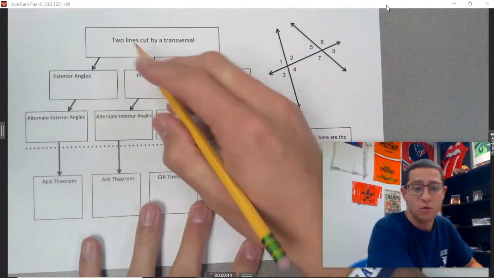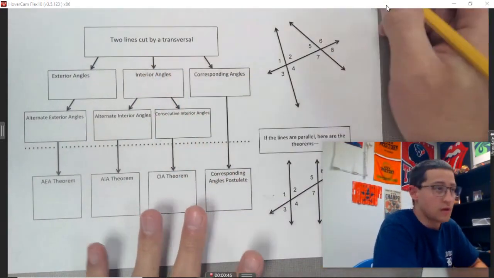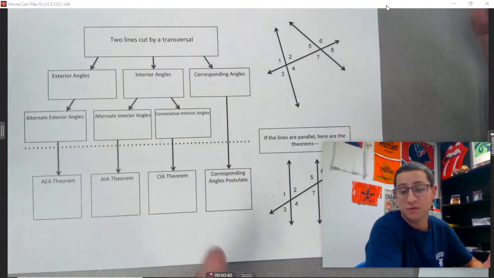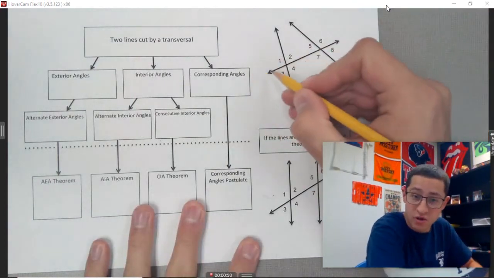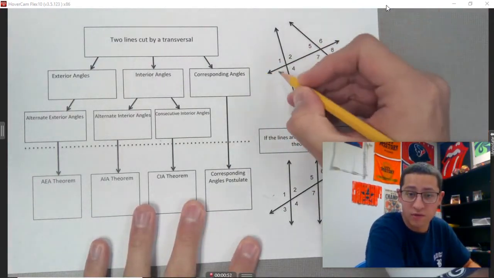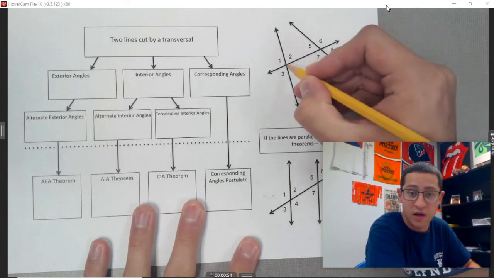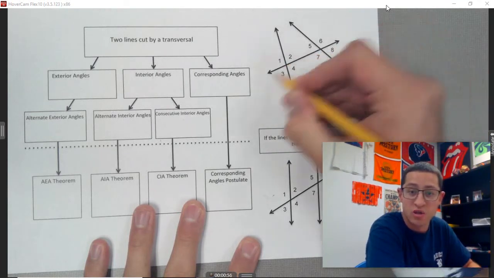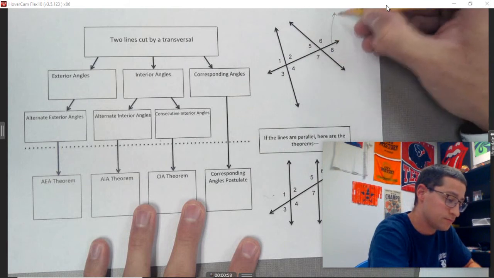Okay, so two lines are cut by a transversal. That's just any time we have two lines, and then one line intersects both. So we've got this line right here. I've got an intersection here and here. So this is my transversal.